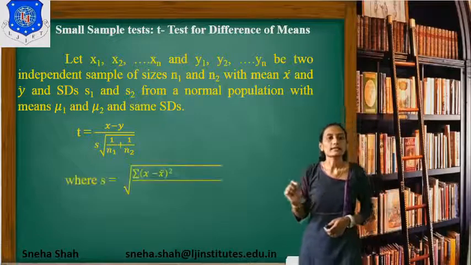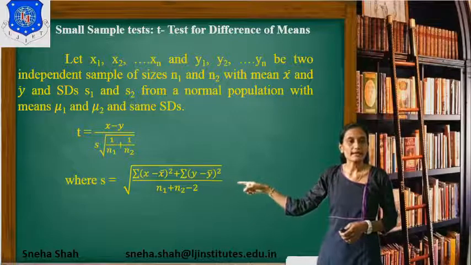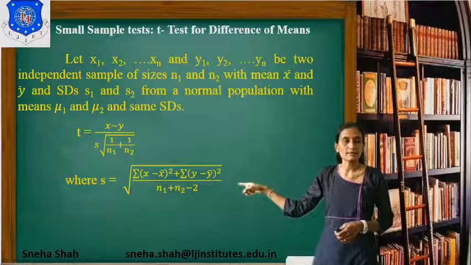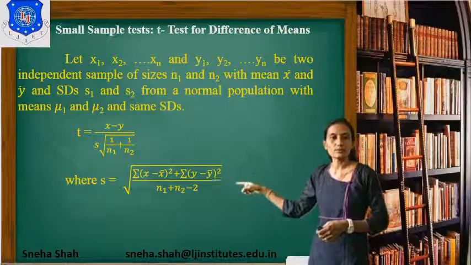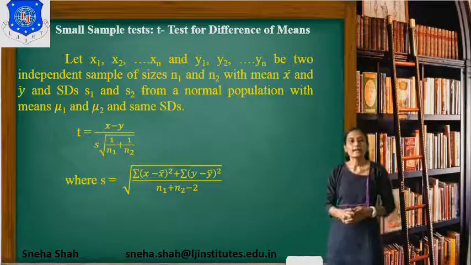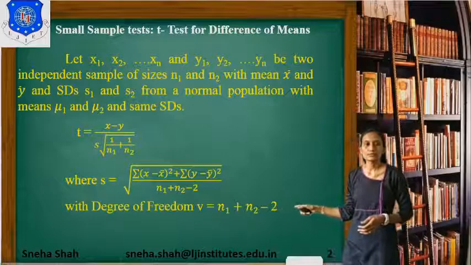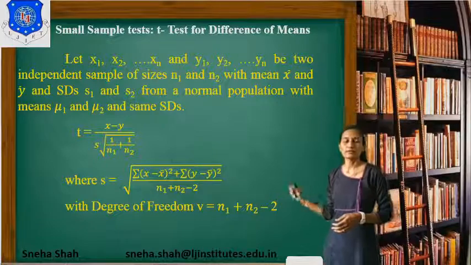In this, the value of s equals under root of summation x minus x bar whole square plus summation y minus y bar whole square, divided by n1 plus n2 minus 2. Here we assume the degree of freedom v equals n1 plus n2 minus 2.